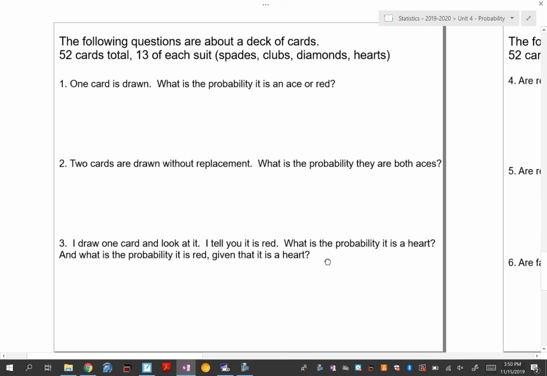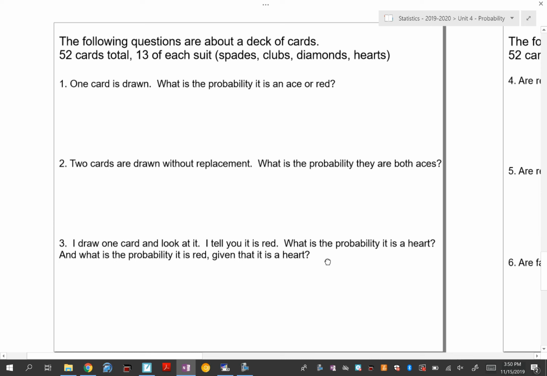All right, so we draw a card. I might have a deck of cards. Oh, where's my cards? Not here. Sad. Come on, cards. Nope. They're gone. I used to have them.